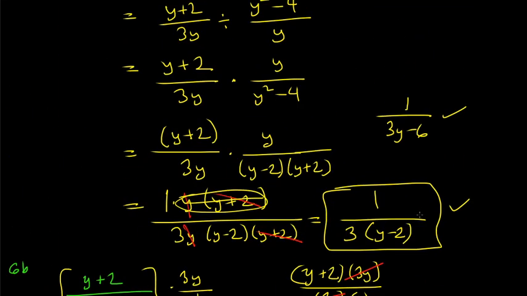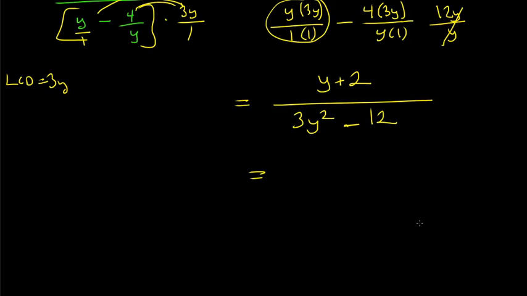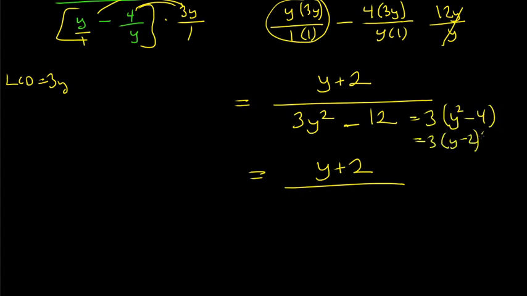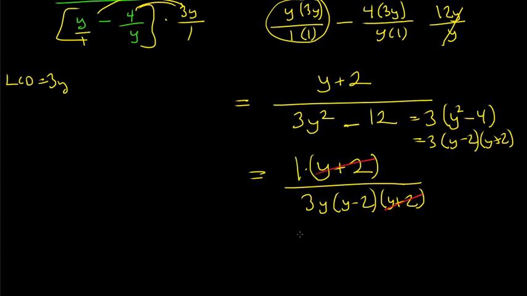Now we're not done. In fact, we know the answer, and this is not it, because we didn't simplify yet. Now we have to simplify. The denominator factors as 3 times y squared minus 4, but y squared minus 4 is y minus 2 times y plus 2. So we have 3 times y minus 2 times y plus 2. And again, the numerator is 1 times y plus 2. The y plus 2's cancel, leaving you with a 1 in the numerator and 3 times y minus 2 in the denominator.